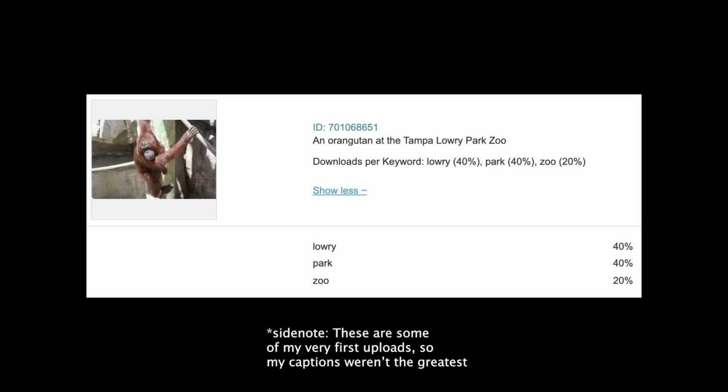Really, it's nothing special. So how is this photo being found? Well, if you look at the keywords that people are typing in to find this photo, they're not finding it with the word orangutan. They're actually finding it with the words Tampa Lowry Park Zoo, which is the very specific zoo that this photo was taken in. Perhaps somebody wanted some photos that illustrate the concept of this zoo, and they're seeing what comes up when they type in the name of that zoo.